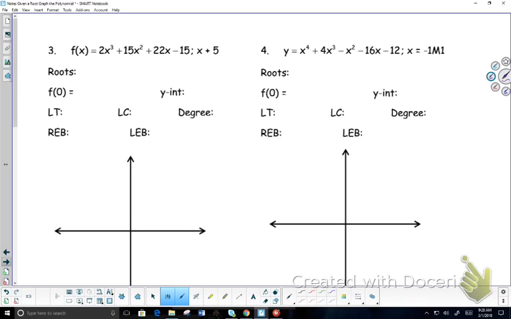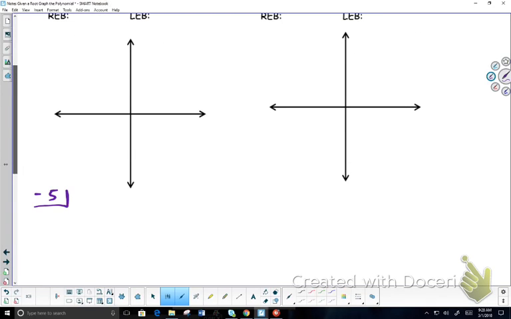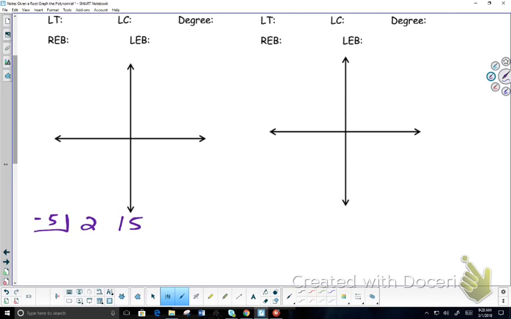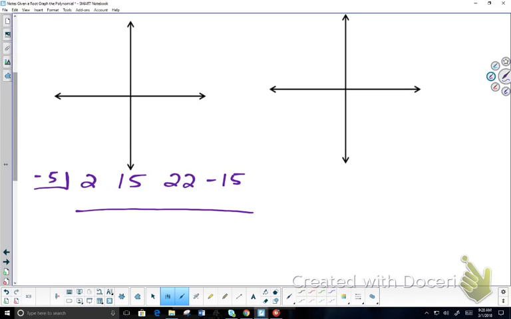So we've got a couple more to practice with. This one right here tells me I'm going to have a root at -5, so I'll be dividing by -5. Then I've got 2, 15, 22, -15. Make sure I wrote that down right, because otherwise I'll be wasting my time. I'm going to bring down my 2. -5 times 2 is -10. 15 and -10 is going to give you 5. -5 times 5 is -25. 22 and -25 is -3. And -5 times -3 is 15, which gives you a remainder of 0, which is what we expect because it is a factor.